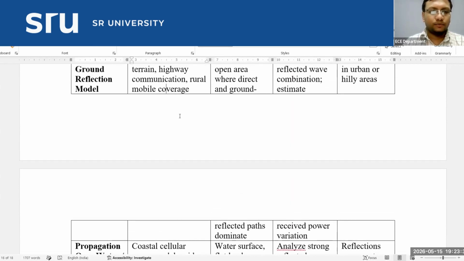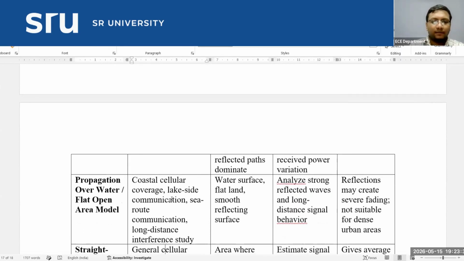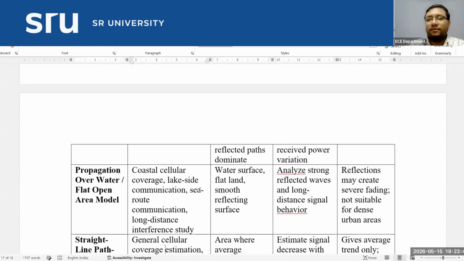Now let us come to the propagation over water and flat open area model. Suppose I am developing my cellular coverage plan for some coastal area, some seaside, lakeside area. For that, this propagation over water or flat open area model is useful. But this model is very inaccurate for dense urban areas.